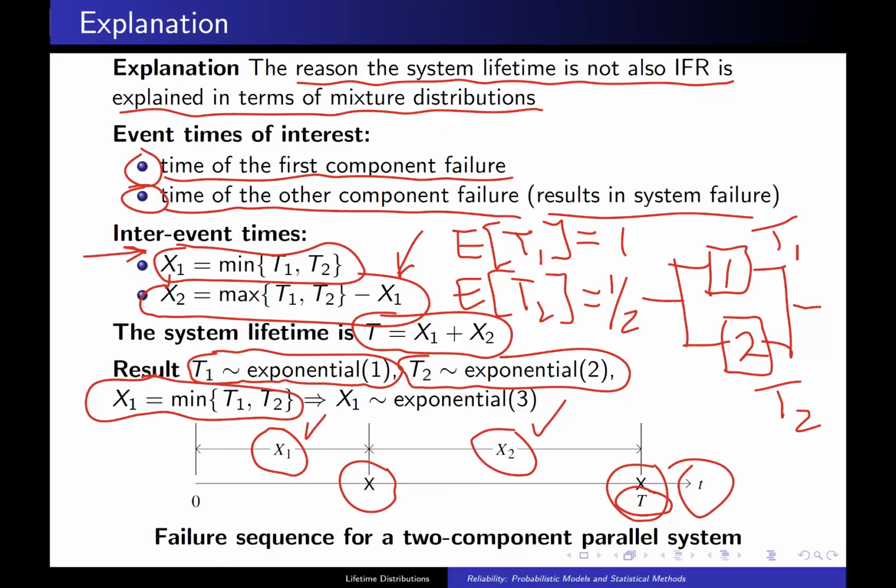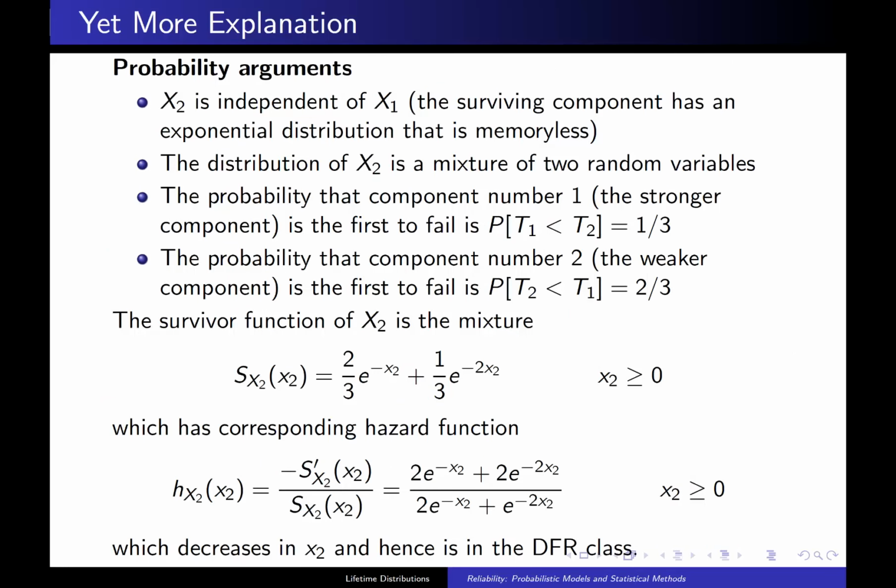Next, x1, which is the minimum of t1 and t2, that's the way we defined it up here. Well, you know that the minimum of two independent exponential distributions is also exponentially distributed, but this time its failure rate will be the sum of the two failure rates of the two components, so that's 1 plus 2 equals 3. Now that's setting up the notation for the explanation. Here are the details. We know that x2 is independent of x1. How come? Because whichever one is the surviving component, that is exponentially distributed and therefore has the memoryless property. So x1 and x2 are independent.